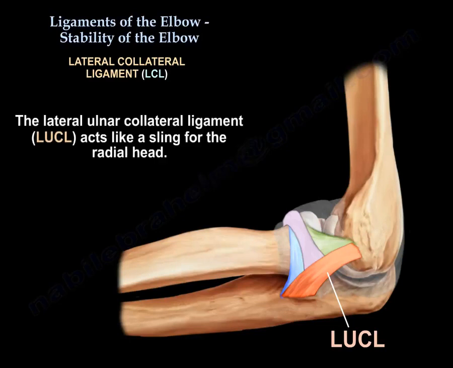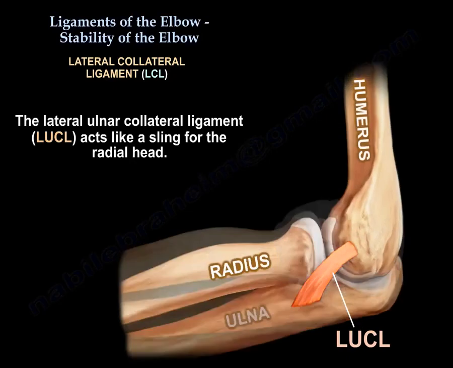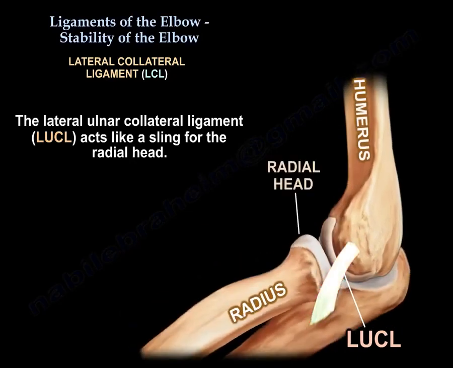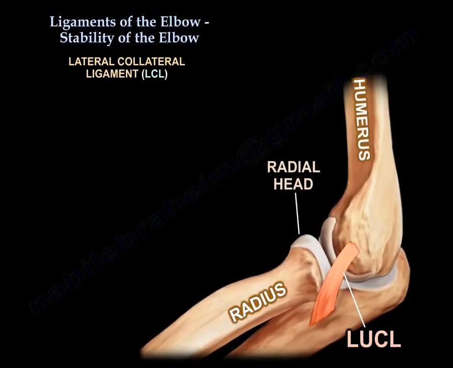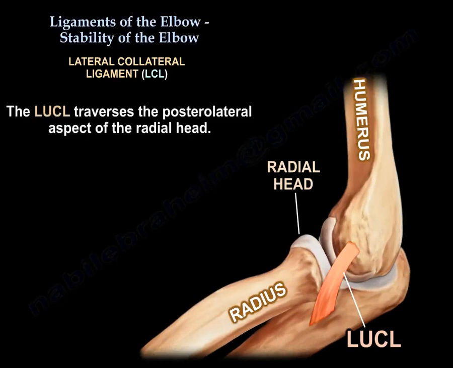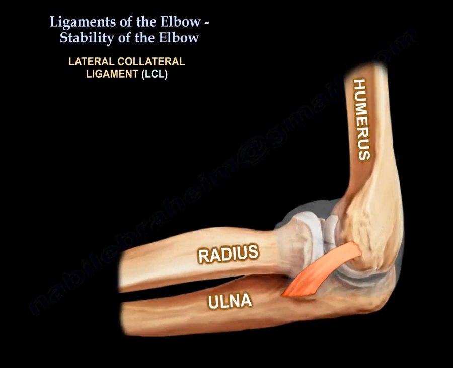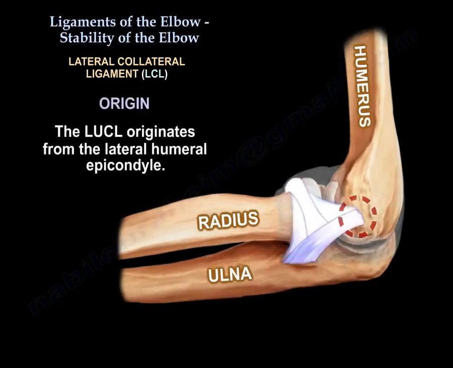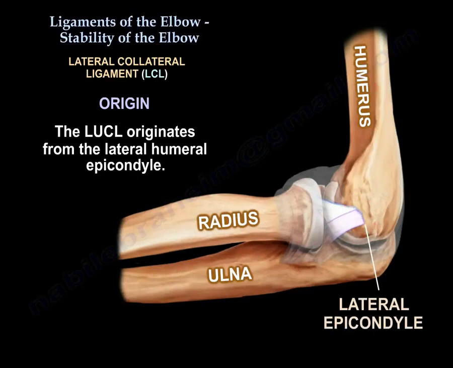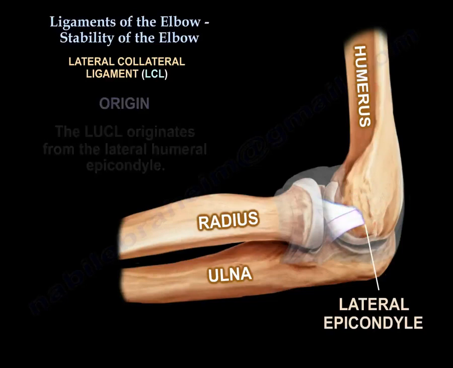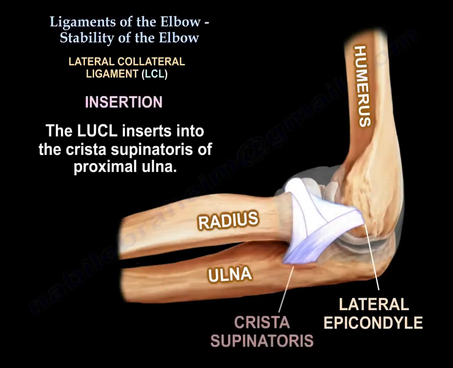The lateral ulnar collateral ligament acts like a sling for the radial head. It traverses the posterolateral aspect of the radial head. Origin of the lateral ulnar collateral ligament: it arises from the lateral humeral epicondyle. Insertion: it inserts into the crista supinatoris of the proximal ulna.